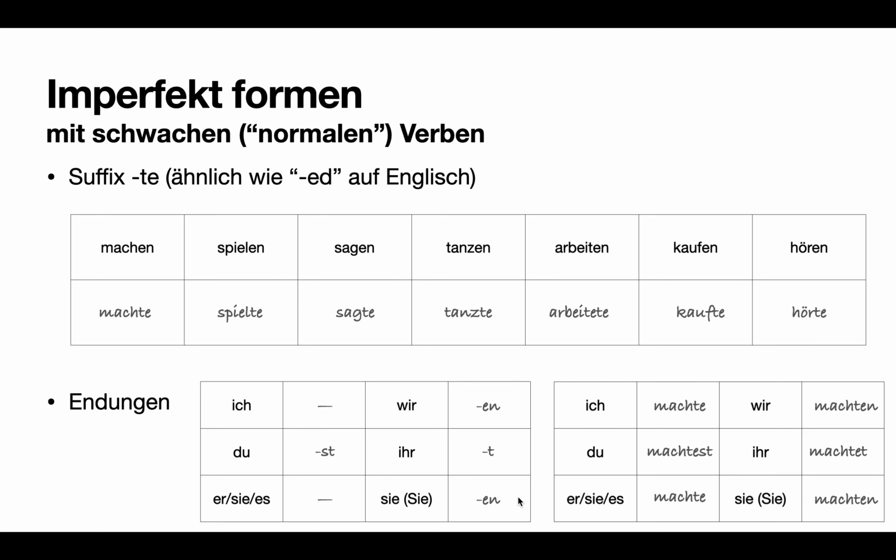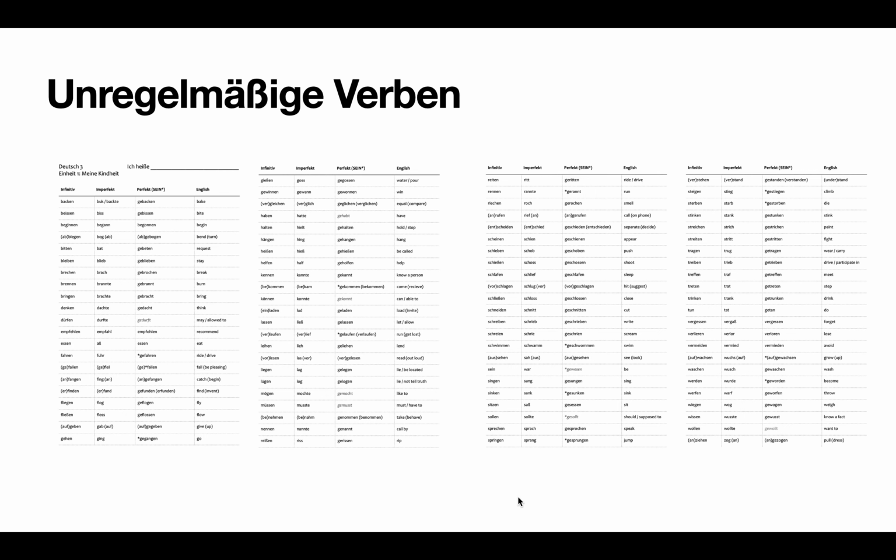This is really easy. What about with unregelmäßige Verben, irregular verbs? Just like with the perfect or the conversational past tense, lots of the most common verbs are irregular in the imperfect.